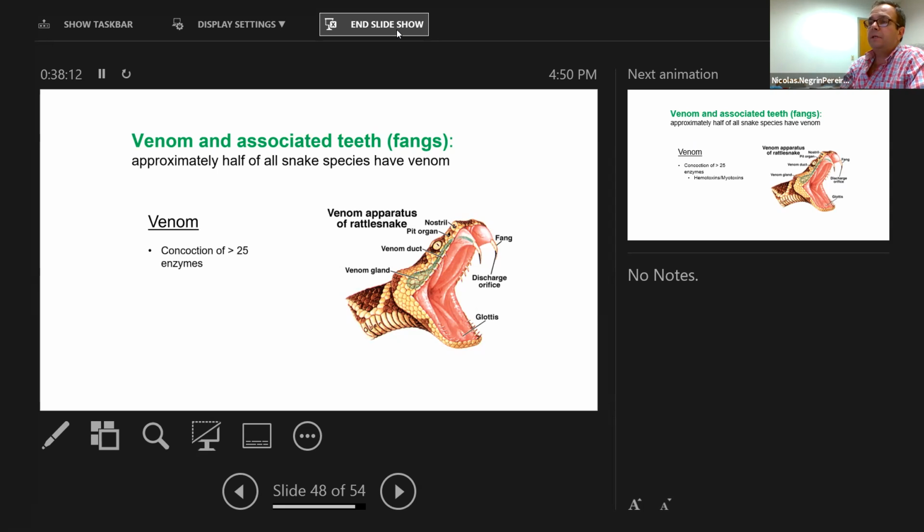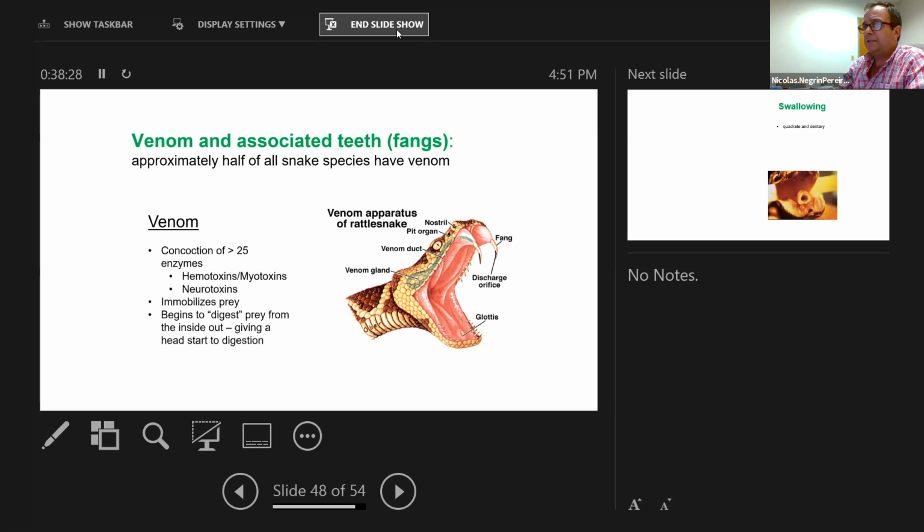This venom is normally a cocktail of about 25 different enzymes, mainly hemotoxin and myotoxin and some neurotoxins. This poison is injected by the snake into the prey to immobilize it, and then the enzymes will start digesting the prey from the inside out through the action of the venom or poison.